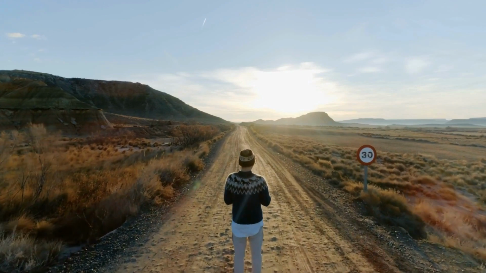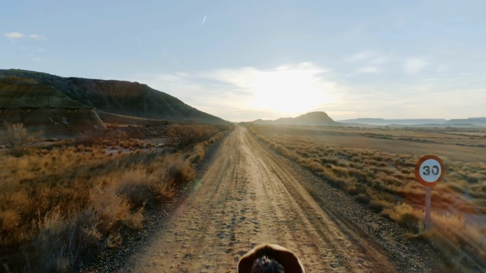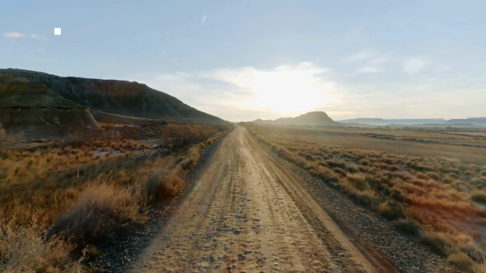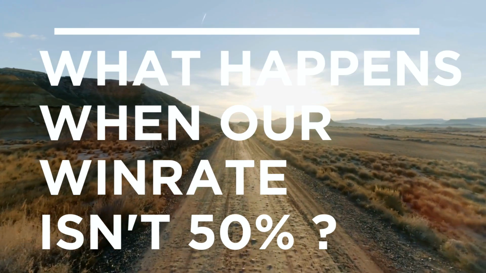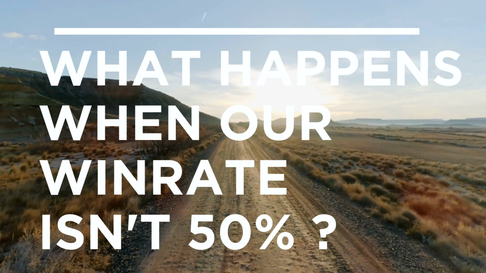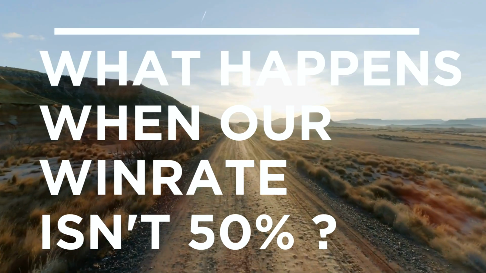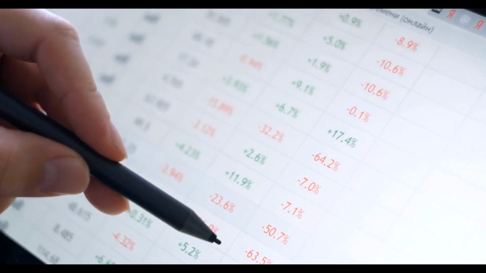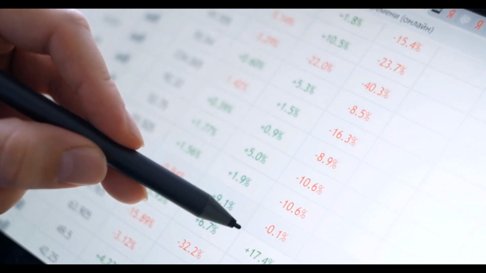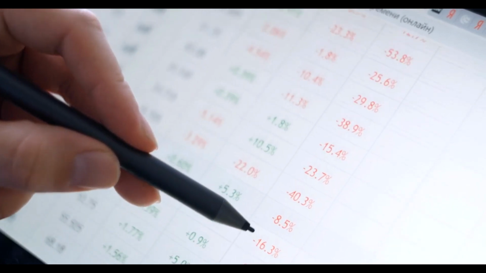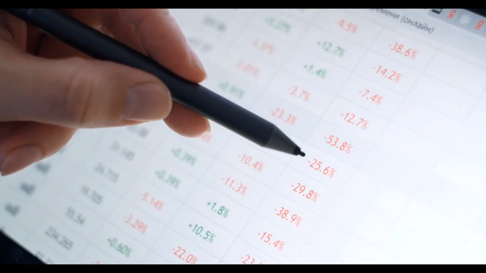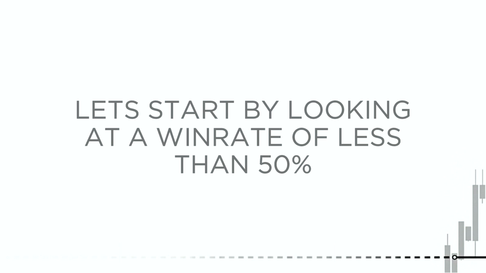Let's now take this a step further and we'll continue to use 2R. But what happens if we have a different win rate? So what happens if it's not 50%? And also, how does that compare to if we were going back to looking at examples on just a 1R strategy? Let's start these sections by looking at what happens if our win rate is under 50%.